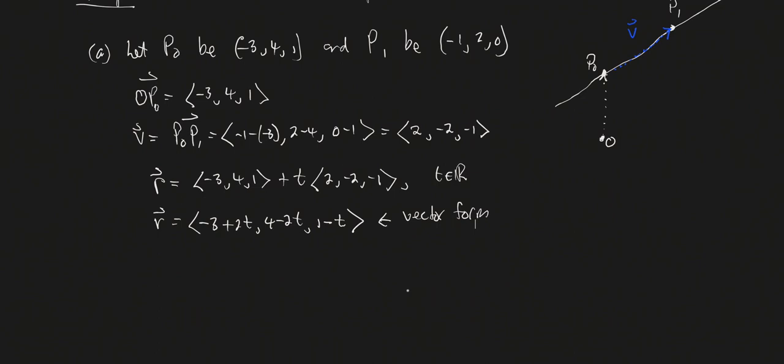For the parametric form, we simply state the x, the y, and the z as separate equations, and collectively they form the parametric form. So x is -3 + 2t, y is 4 - 2t, and z is 1 - t. This is our parametric form.